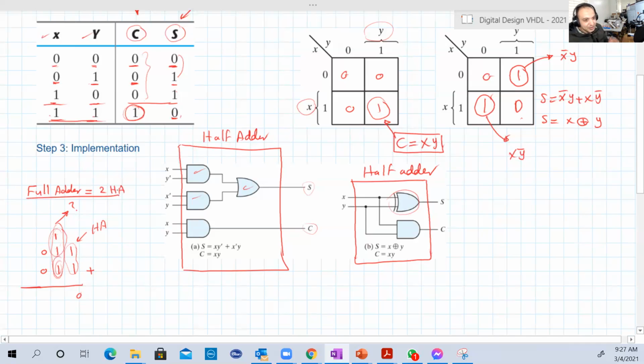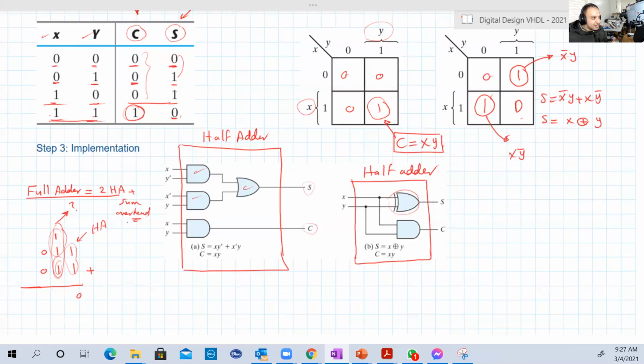So the full adder that we're gonna explore next is basically 2 half adders plus some overhead, we can say. So in principle, the full adder that we're gonna explain in the next video can be designed from scratch, and also can be designed using the half adder that we just designed. And this is the hierarchical approach. So this is basically the first time that we're gonna see how the hierarchical approach is really useful.